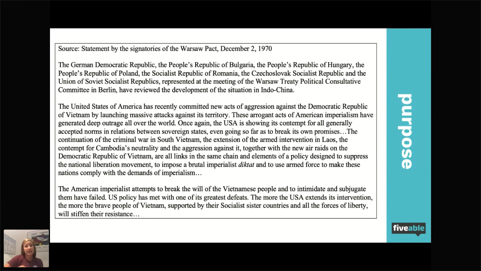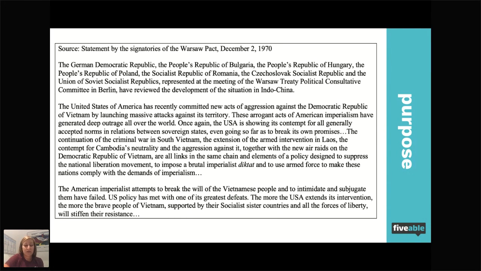We should be annotating, if this was in a real DBQ situation, circling things that stand out to us about the purpose. And when we're looking at purpose, remember, we're looking at what do they mean to accomplish with this. So the signatories of the Warsaw Pact, German Democratic Republic, that's East Germany, People's Republic of Bulgaria, Hungary, Poland, Socialist Republic of Romania, Czech Socialist Republic, and the Union of Soviet Socialist Republics, that's the USSR, are putting out this document. It's a statement by them.